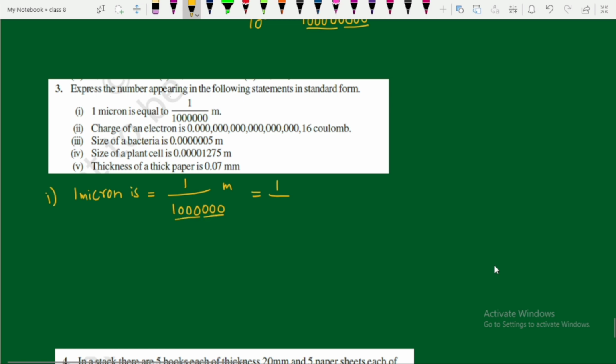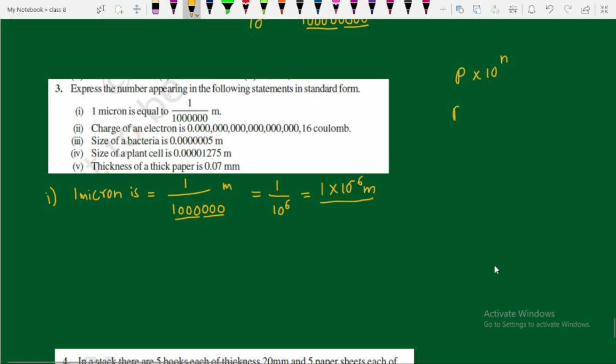Six zeros are there, so can I write 10 raised to 6? Yes. So now we can say 1 into 10 raised to minus 6 meter. This is the standard form of writing the answer. I already discussed what standard form means: the p into 10 raised to n form.